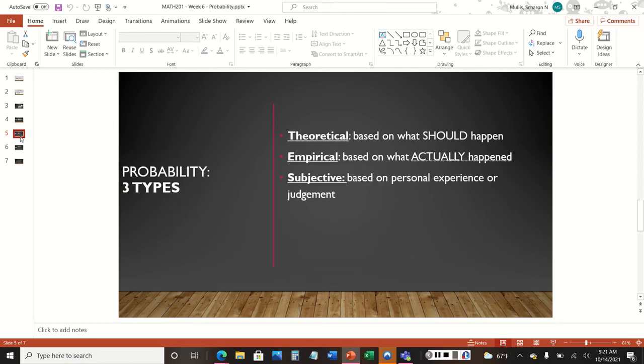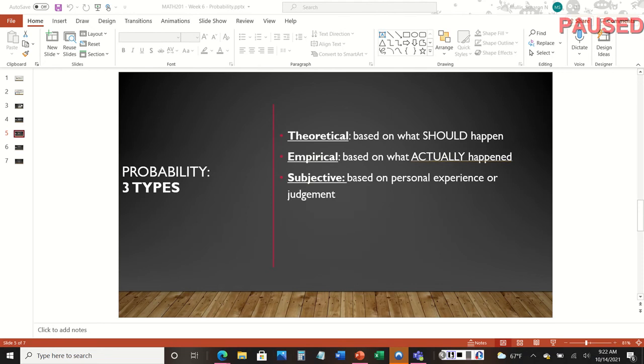The first type of probability is theoretical, and theoretical is based on what should happen. Theoretical probability of an event is the number of ways that the event can occur divided by the total number of outcomes. So it's finding the probability of events that come from a sample space of known equally likely outcomes.